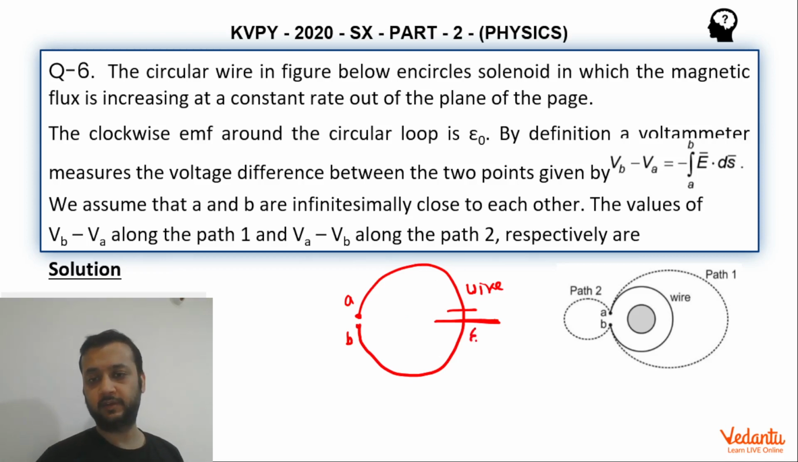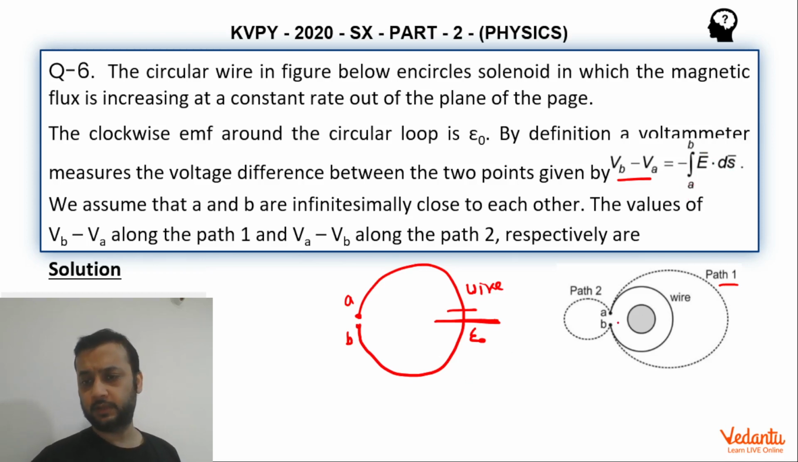So this is the value of epsilon naught, right? And we can almost consider that A and B are overlapping because they are infinitesimally close to each other. Now we have to find the value of VB minus VA along path 1 and VA minus VB along path 2. They have shown two paths, these two dotted curves. This is path 1 and this is path 2. The value of VB minus VA has been defined as the negative of the induced EMF, right?